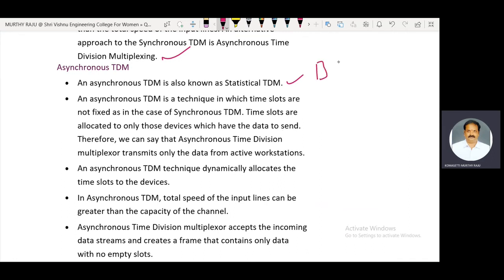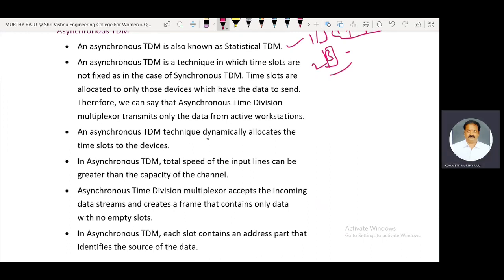This is device 1. Some data is there, A, B, C. Therefore, time slots are allocated to device A only. Device B, another device, device 2, has no information available here. Time slots are not allocated. Time slots are allocated to only those devices which have data to be sent. Therefore, we can say that the asynchronous time division multiplexer transmits only the data from the active workstation. Therefore, 1 is the active workstation. B is not an active workstation because its data is not available at station 2.